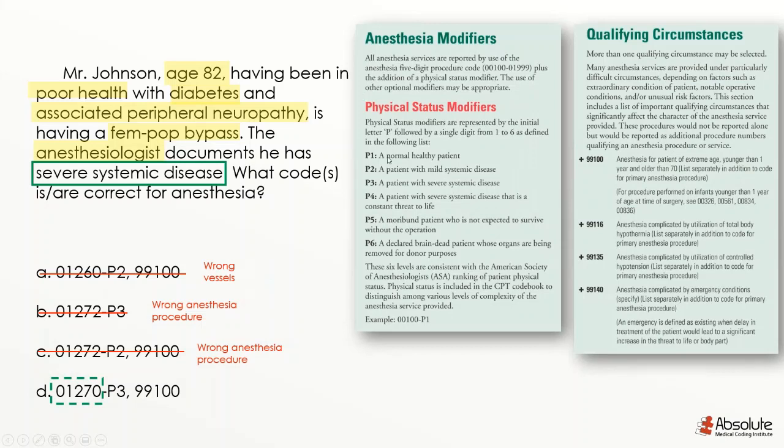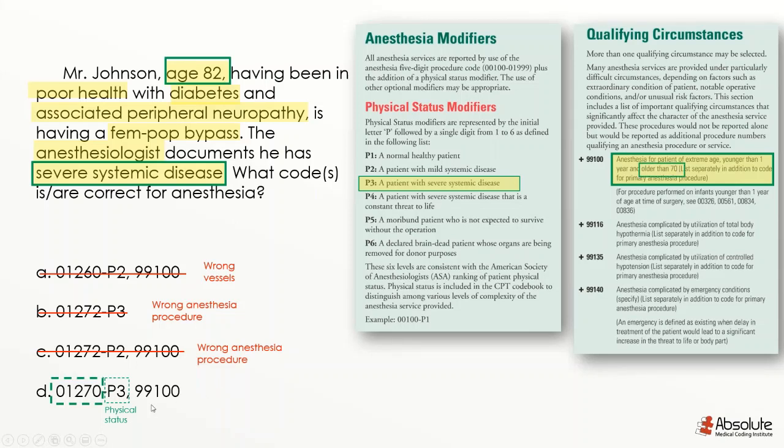Okay, and here are your modifiers to remind you again. The P3, that is for a patient with severe systemic disease. And the 99100, that is our qualifying circumstance, and this is for extreme age. And that's how we got there. That's your qualifying circumstance.